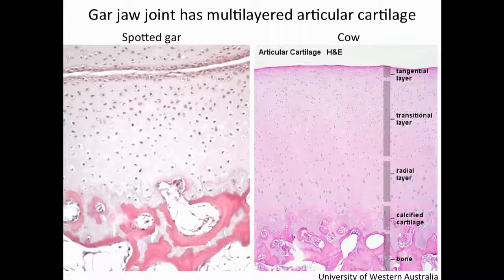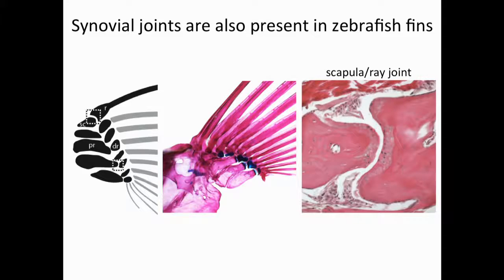And even more striking is that the gar jaw joint has a multilayered articular cartilage, much like you would see in larger mammalian joints, like this joint from a cow. So you can see a tangential layer, transitional layer, radial layer, calcified cartilage, and tide mark, even within the spotted gar joint. So whether this represents an additional specialization because the gar jaw joint is a lot larger than the joints we saw in stickleback and zebrafish, or whether it's the more extreme bite forces required in the larger gar, that remains to be determined, but it is very striking.